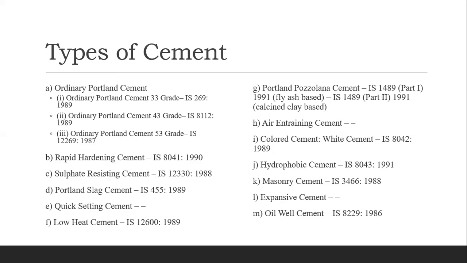Ordinary Portland cement is nothing but the purest form of cement, where you do not have any type of impurities. In ordinary Portland cement, we have three grades: 33, 43 as well as 53. These 33, 43 and 53 represent the strength after 28 days of curing. And next is rapid hardening cement.